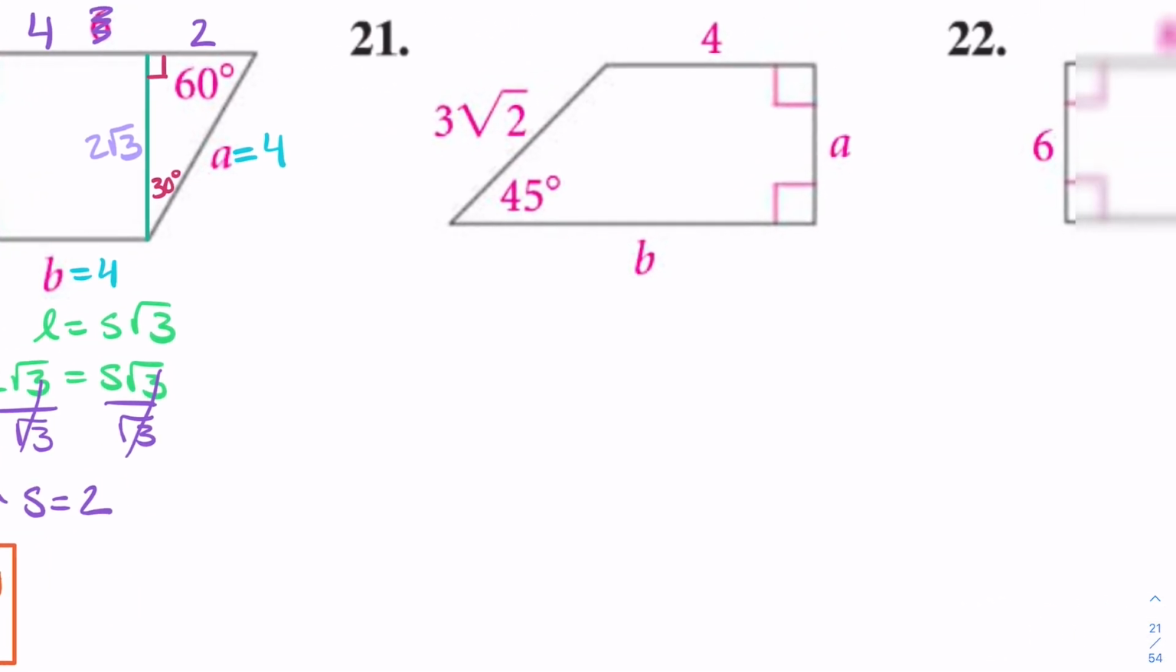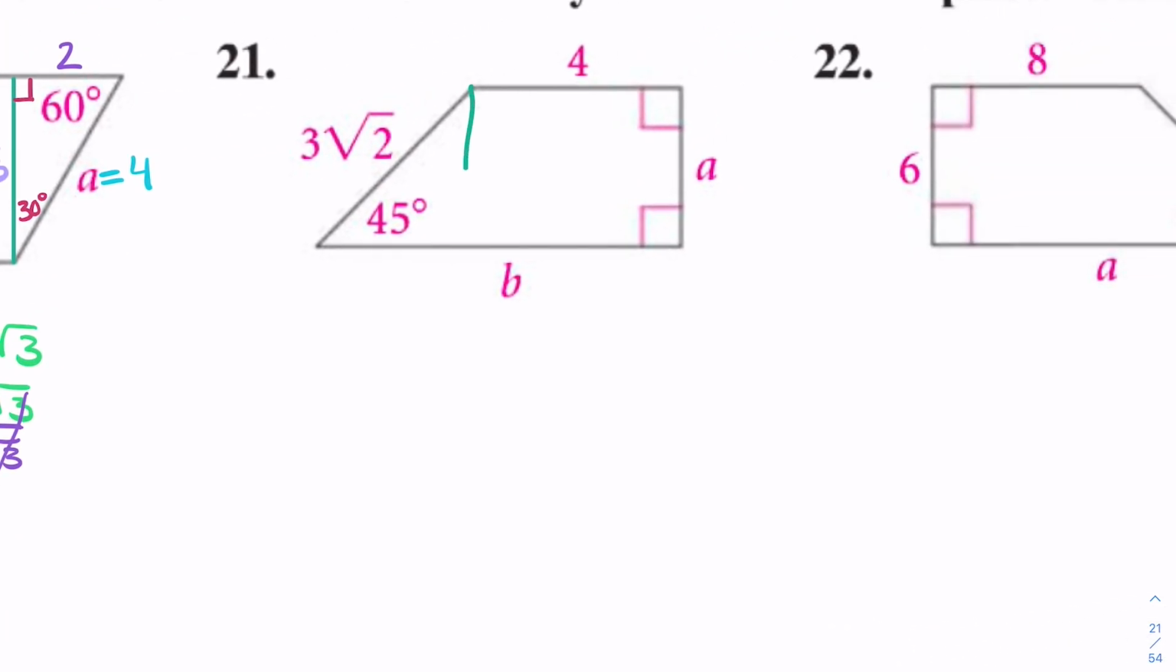The next one, we're going to draw this right here. We'll have a 45, 45, 90. This is 4 right here. So whatever we get, this whole thing is B. So B is going to be 4 and whatever this is.